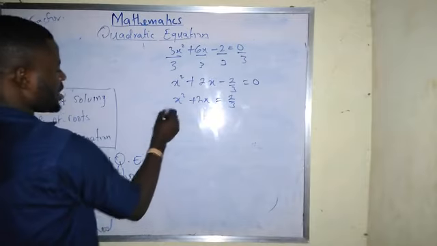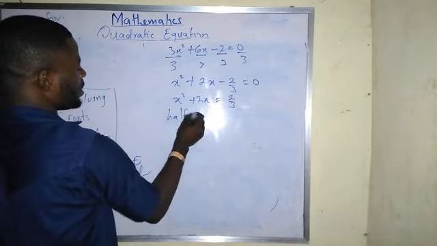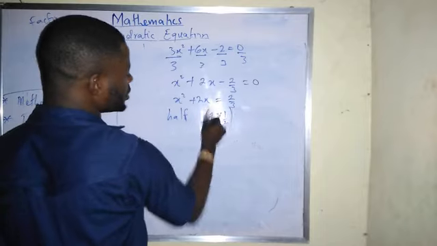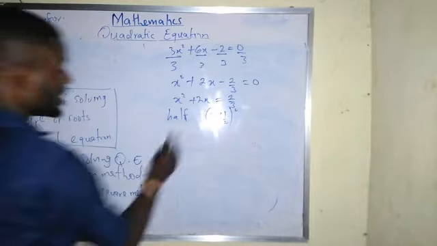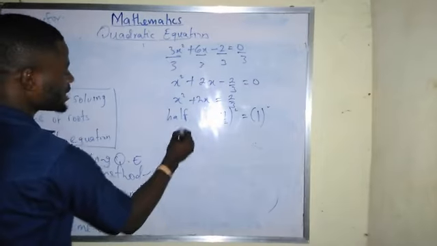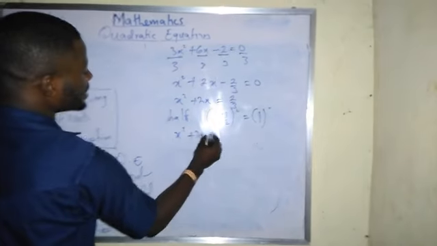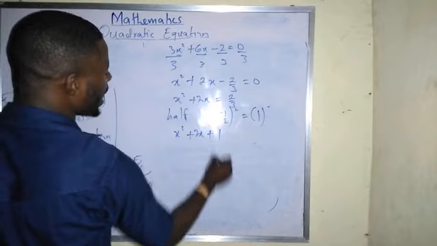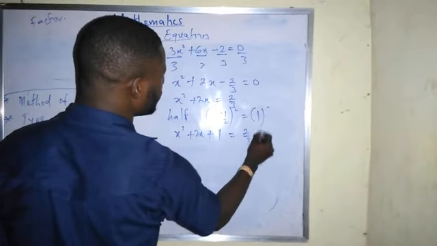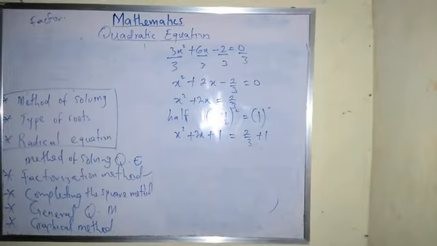What is my half? Half of this number is 2 multiplied by 1 over 2, which is 1. 1 squared remains 1. It means x squared plus 2x plus 1, adding it to both sides, equals 2 over 3 plus 1.